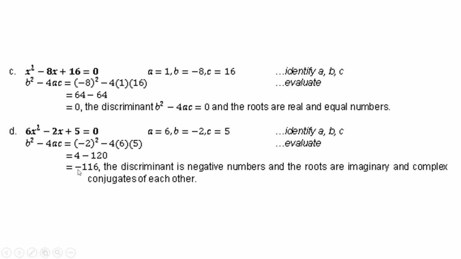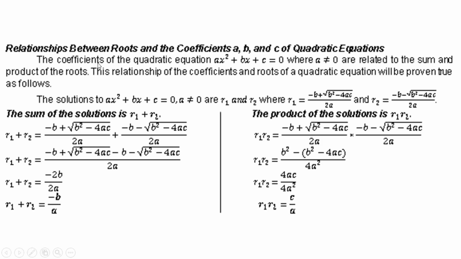Okay, for letter D, the answer is negative. If negative, the roots are imaginary. So, I hope you understand how to get the discriminant. Okay? So, now let's proceed to the relationship between roots and coefficients of A, B, C of a quadratic equation.